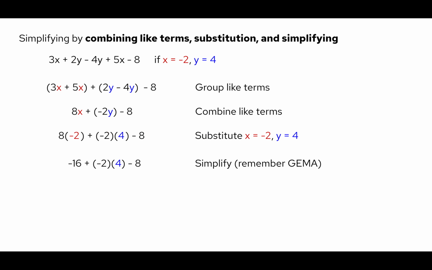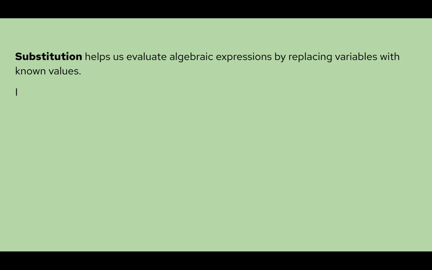So the product of 8 and negative 2 is negative 16. The product of negative 2 and 4 is negative 8. And now since it's adding and subtracting, we just go from left to right. So negative 16 plus a negative 8 is negative 24. Negative 24 minus 8 is negative 32. So for the expression 3x plus 2y minus 4y plus 5x minus 8, if x equals negative 2 and y equals 4, it would be equal to negative 32.